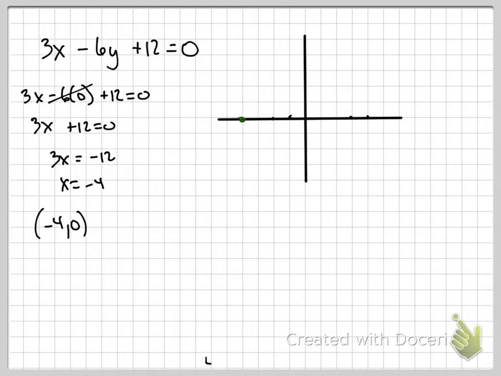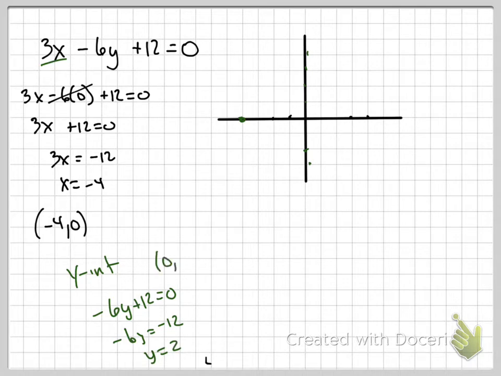Now let me ask you this. What is the x value for every single y-intercept? 0. Isn't this the point 0, 1, 0, 2, 0, 3, 0, 4? So to find the y-intercept, what can I plug in for x? So what's 3 times 0? So I have negative 6y plus 12 equals 0. So negative 6y equals negative 12, so y equals 2. So the point when x is 0, y is 2.